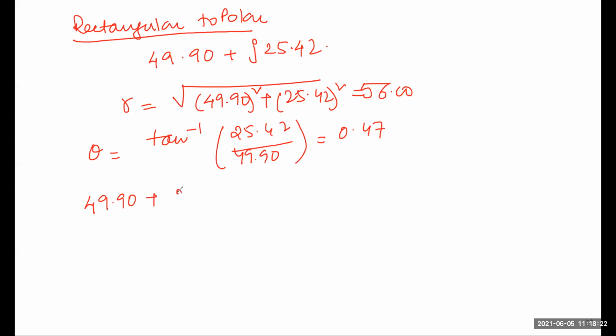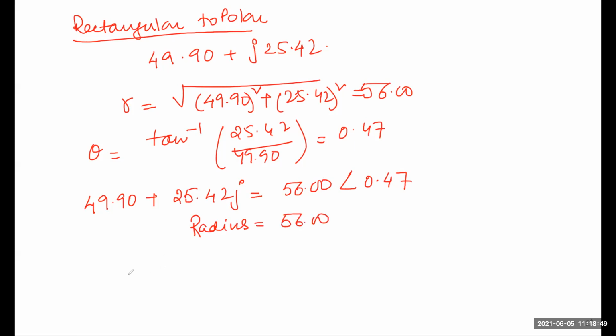So 49.90 plus 25.42 J we can write as 56.00 angle 0.47. This is the way how we can convert any imaginary term into polar form. Okay, so the radius, if you are asked, is 56.00 and theta is obviously 27.00 degree, but if you convert this into radian, it will be 0.47 radian.